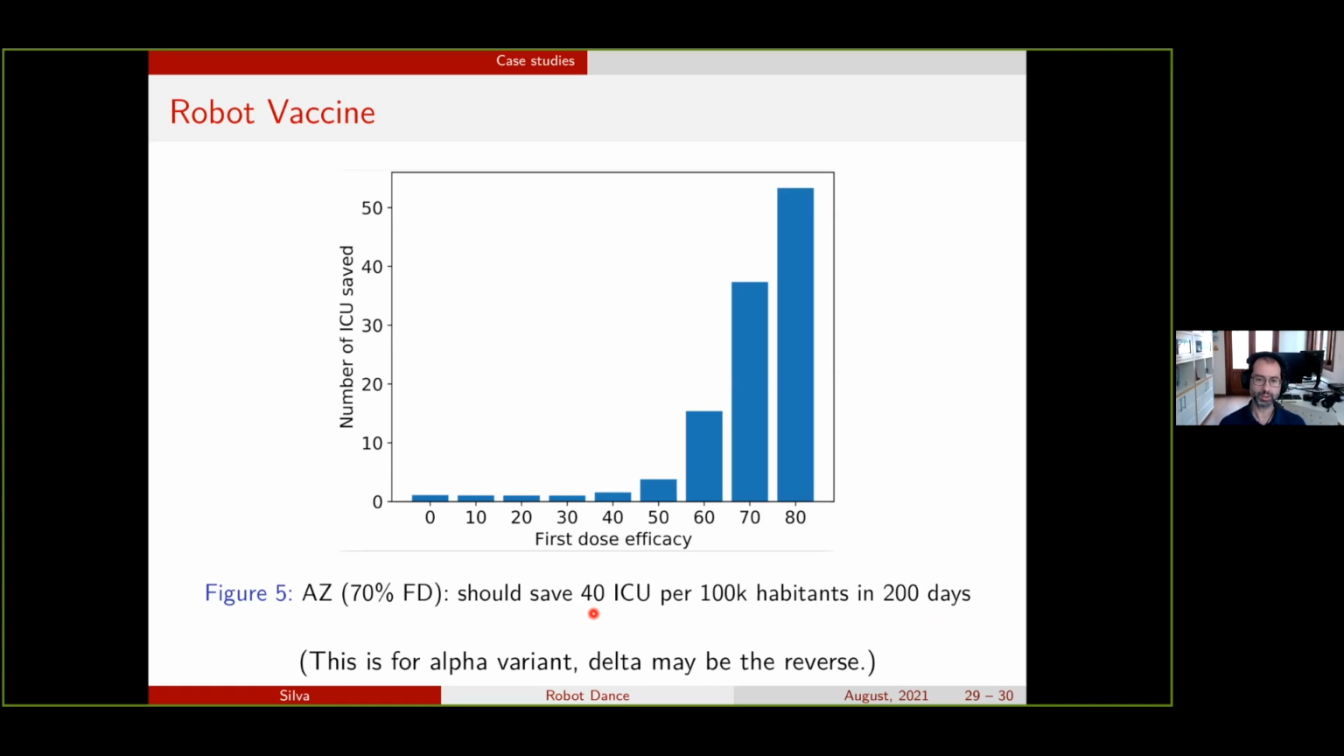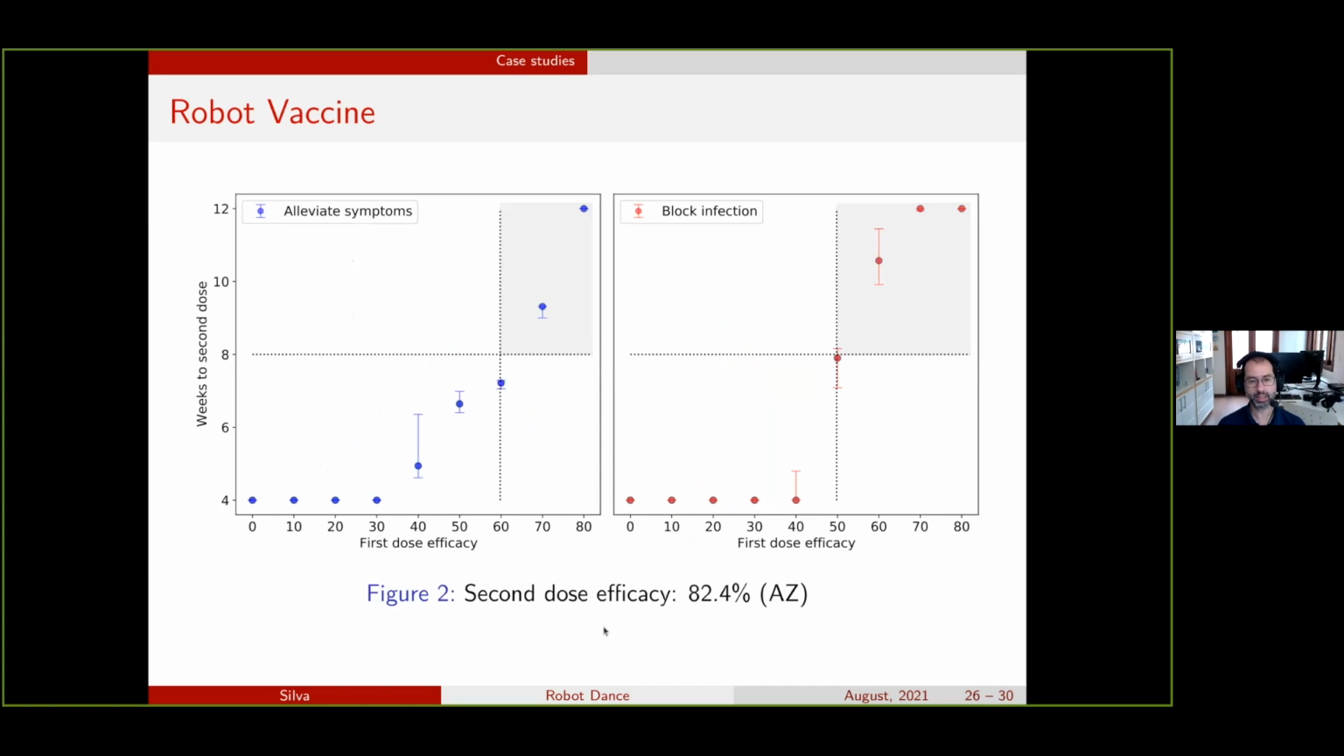Okay, which is interesting. So we concluded that we would save 40 ICU admissions per 100K inhabitants in a time window of 200 days, if you start in a situation that was close to the situation that Brazil and actually the US were in, which was very similar with respect to the pandemic at the moment, by March of this year, okay? And what is interesting here about this graph is that this is the correct decision, postpone the second dose, if you're thinking about the alpha variant, the original variant of the virus.